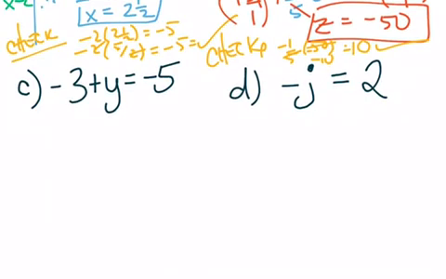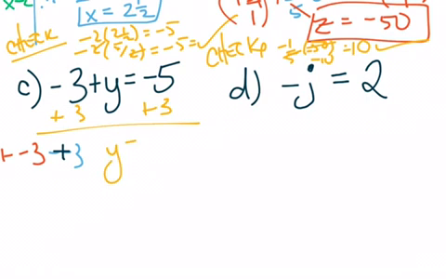Next, right here we have y being added by a -3. The opposite of adding -3, so let me just write this. Adding -3 is subtracting 3, right? So well, subtracting a negative is the same thing as just adding a positive, right? So we're essentially going to add 3 to both sides. So +3 to both sides.